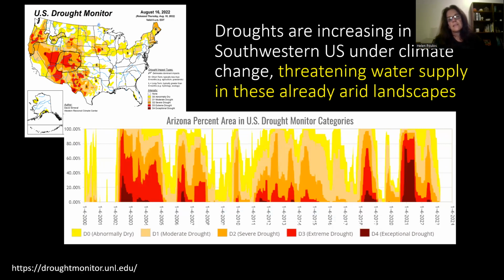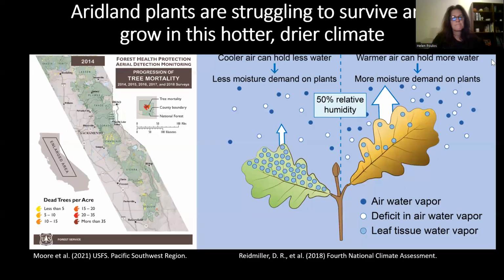But we know that in the southwestern United States, climate change is really increasing not only the aerial distribution of droughts, where many parts of the western United States in summer are experiencing exceptional drought, but also the frequency and the duration of droughts across the southwestern United States. And so this really threatens water supply in these already very arid landscapes. And we know that arid land plants are also struggling to survive and grow in this hotter, drier climate.